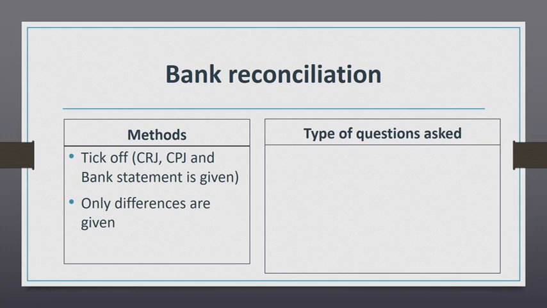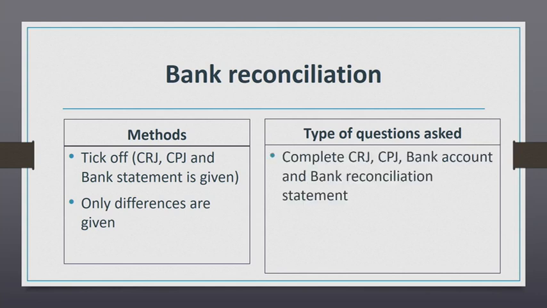Now, what must you be able to do? The type of questions asked. The first method is where they ask you to complete the CRJ, the CPJ, then you have to post to the bank account, and you have to do the bank reconciliation statement. That's usually where we start in grade 11.